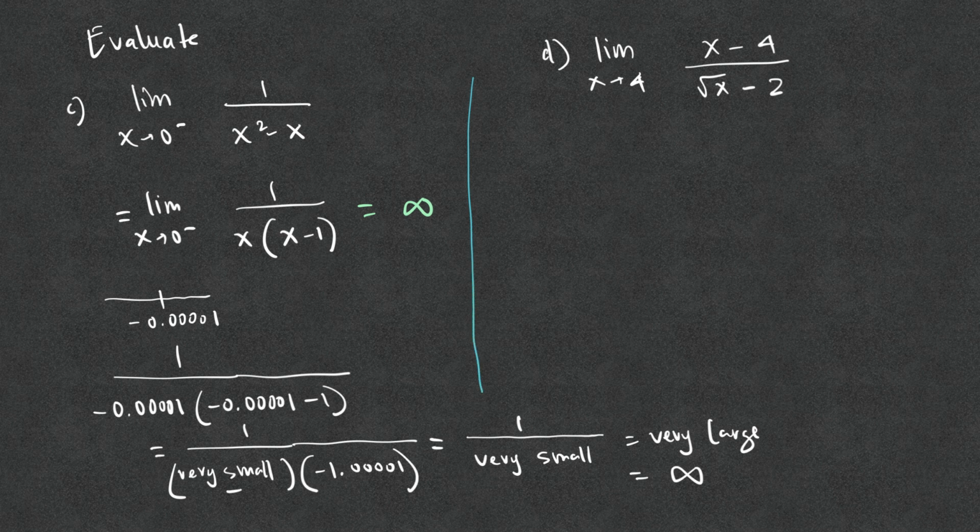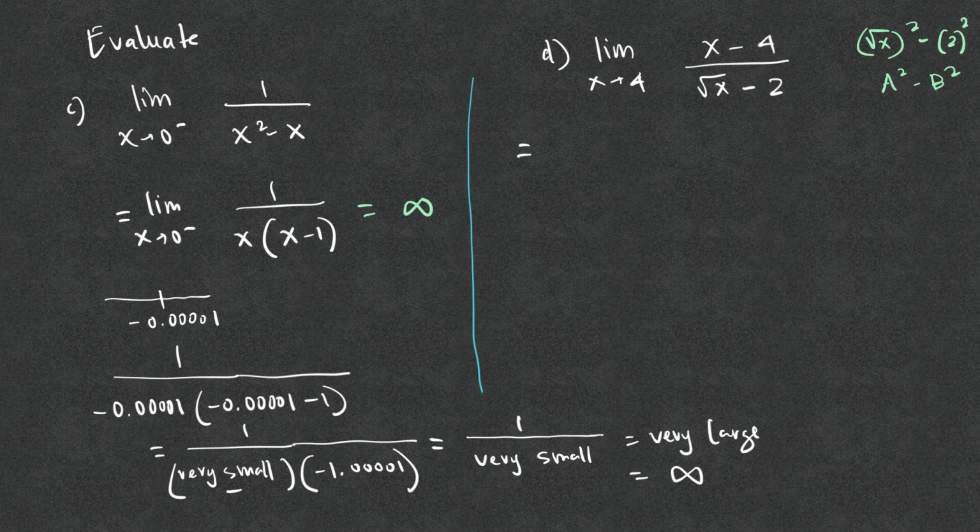For part D, the limit as x goes to 4 of x minus 4 over the square root of x minus 2. If we plug 4 into this closed form, we will get 0 over 0, which is indeterminate. And again, we are not using L'Hopital's rule yet. One way to do this is to factor the numerator and see if we can cancel out any common factor. X minus 4 can be rewritten as the square root of x squared minus 2 squared, which is the difference of squares, a squared minus b squared.